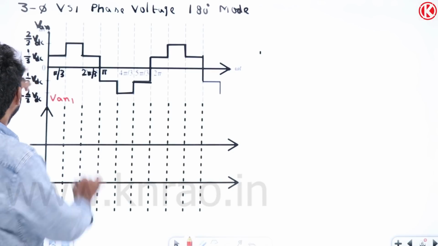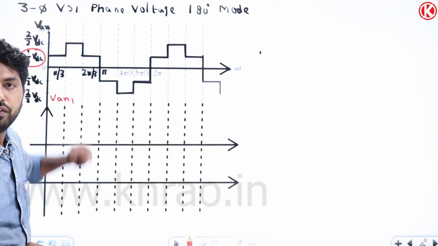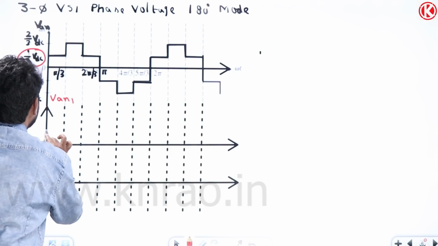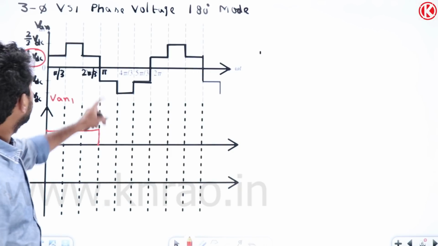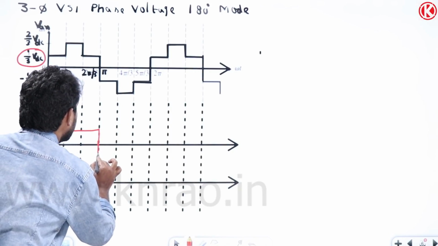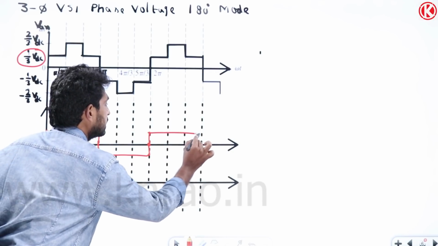So here, this peak value is 1/3 of VDC. From here to here, I will also draw the 1/3 of VDC. So again, here also 1/3 of VDC.